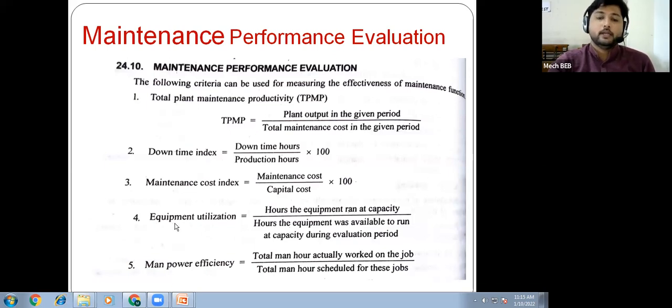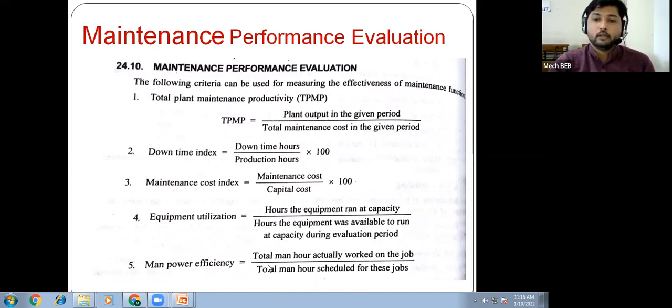Now this equipment utilization should be a higher one. Okay, because the hours the equipment ran at capacity should be the higher one, or we can say that the numerator should be greater than the denominator side. So this value you will get more than 1, or if you calculate this in percentage, then it should be more than 100%. Okay, or here we can say that it should be greater than 1 only, so that the utilization should be greater than 1. Then manpower efficiency.